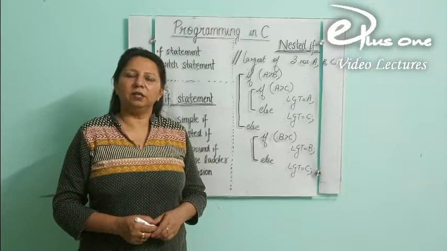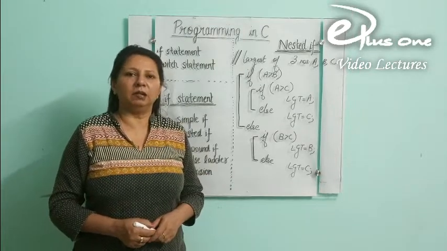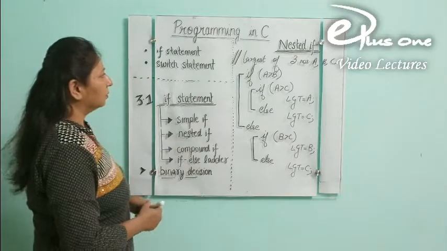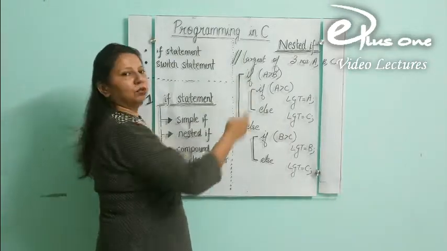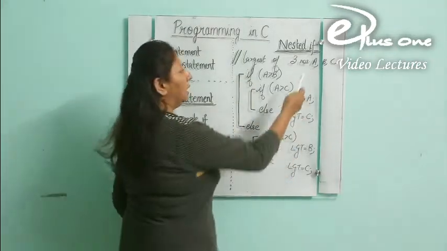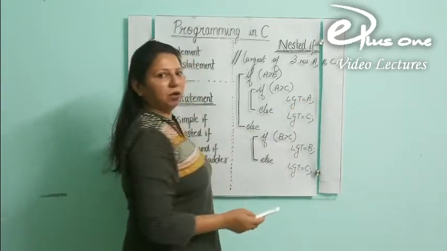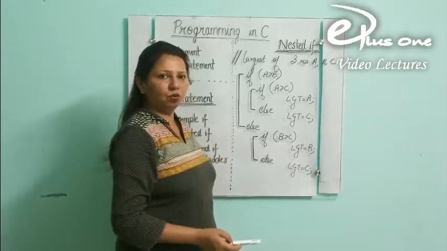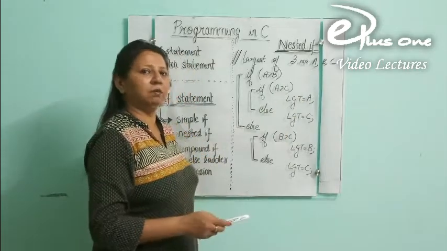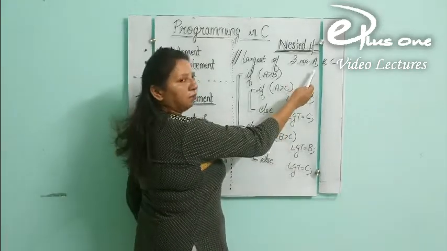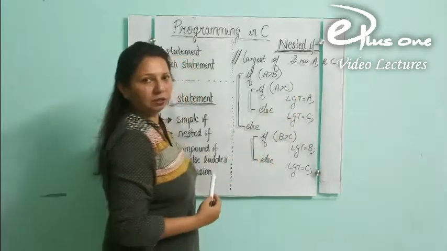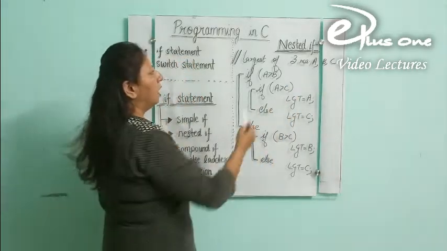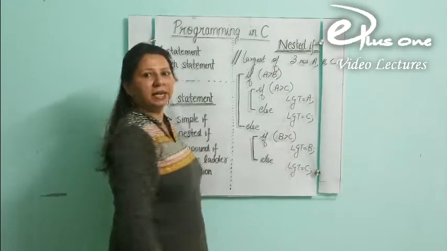Now we come to nested if statement. Let's have a look at the code again. See, now I want to find the largest of three numbers A, B and C. So instead of two numbers, I have got three numbers A, B and C. And let us assume that the user has already input these numbers. So I already have the values for A, B and C with me.